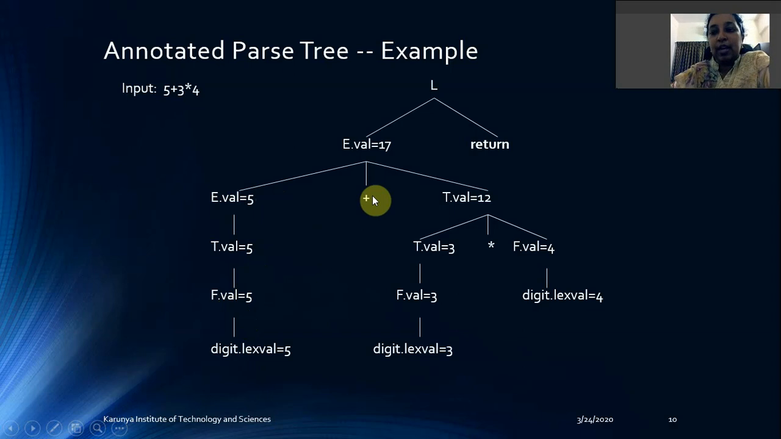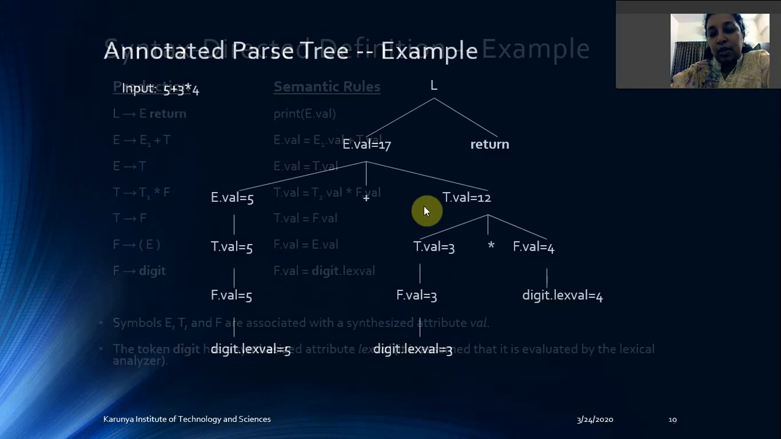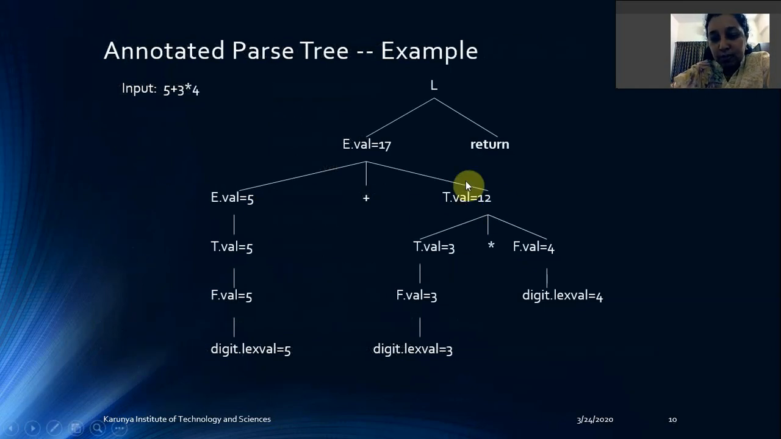Plus doesn't have any attribute, and then you go ahead, saying 3 is taken to F, reduced to T, and here you take F. Why we stop here is because we have to evaluate T star F first. So we evaluate it. Now when you combine T star F to T, the value of T and the value of F are multiplied and assigned to T when T star F is reduced to T.